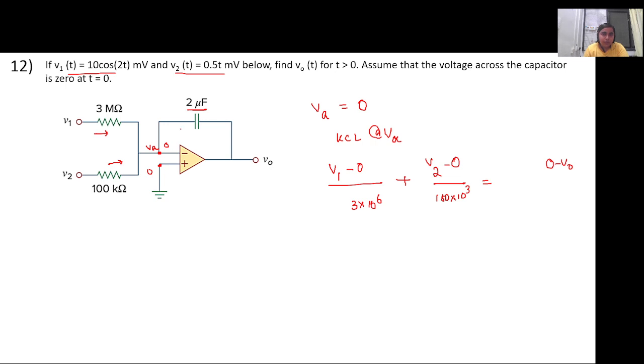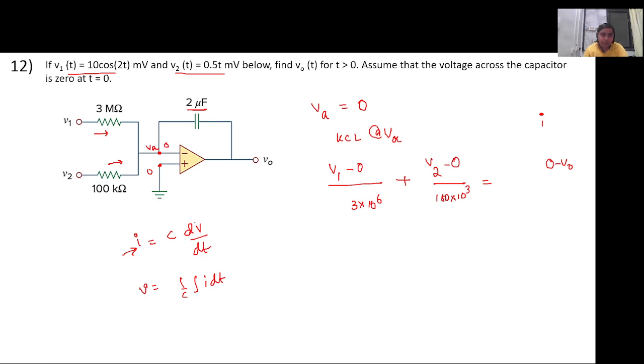So how is the current equation written? C dV by dt, right? Yes, minus 1 by C into integral of I into dt. So we are writing the current equation, not the voltage equation. What you are saying is voltage is 1 by C integration I dt, but we are actually writing the current equation. So we have to write C dV by dt, right?